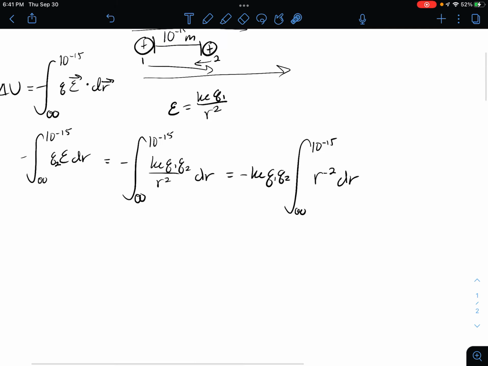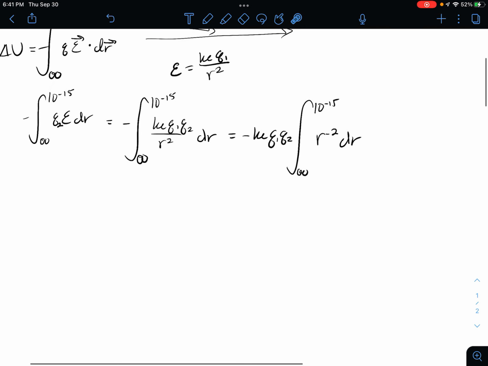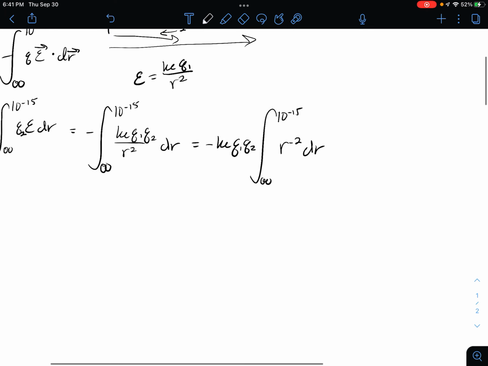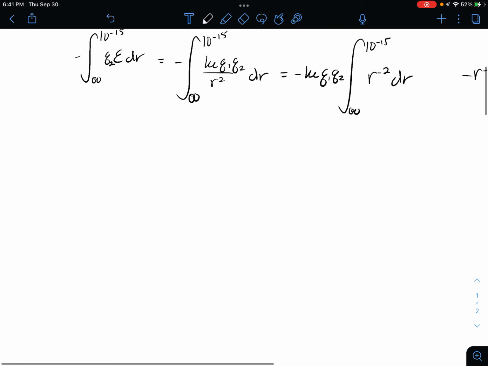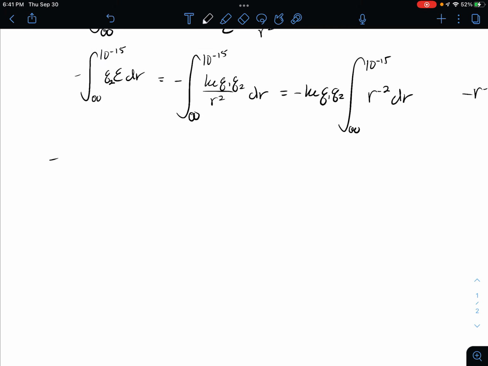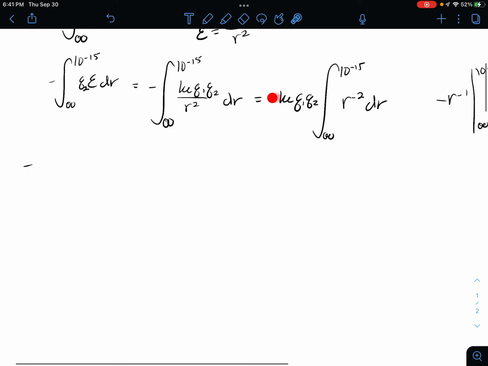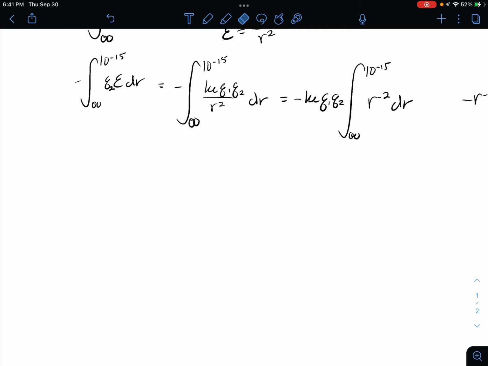Then we can use our power rule on this integral over here to get that it's just going to evaluate to negative r to the negative 1, evaluated between infinity and 10 to the negative 15th. So if we plug that back in, I'm just going to multiply this negative with this negative. So that's just going to get rid of the negatives in their entirety.